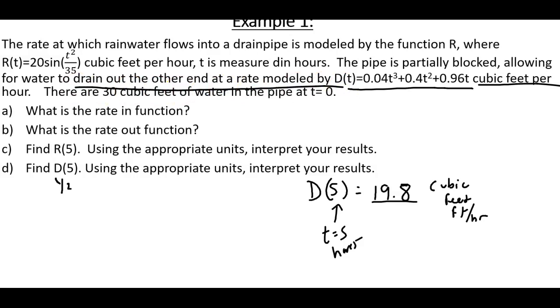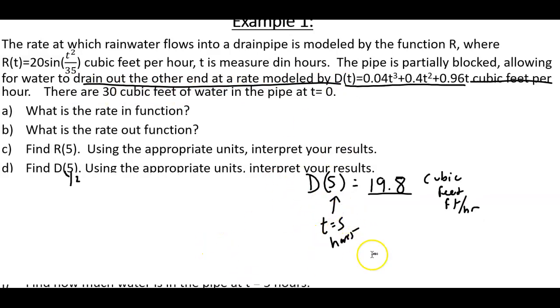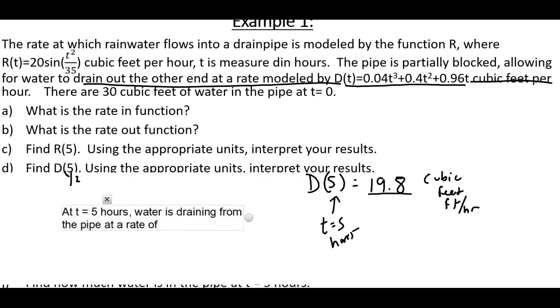So if I wanted to write my interpretation of this, you would have to include the input and its units, the output and its units, as well as just in the context of the problem, what does the whole thing mean? So here we go. This means at T equals 5 hours, water is draining from the pipe at a rate of 19.8 cubic feet per hour. Got all three things in there: input and units, output and units, as well as the context of the story about water being in a pipe. All right. Let's go ahead and move on to our next question.